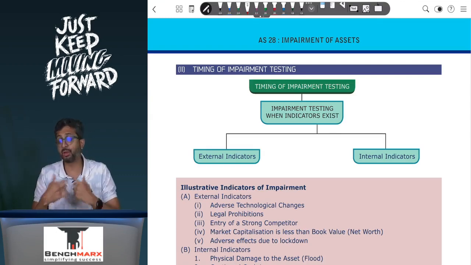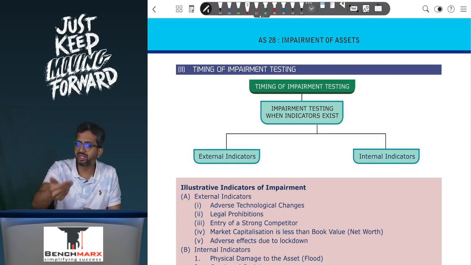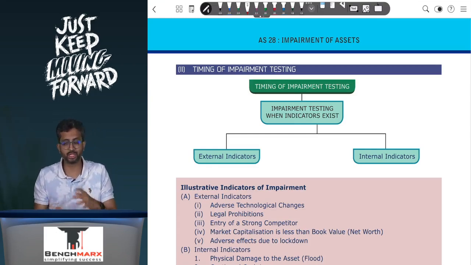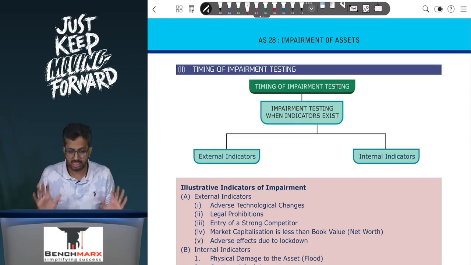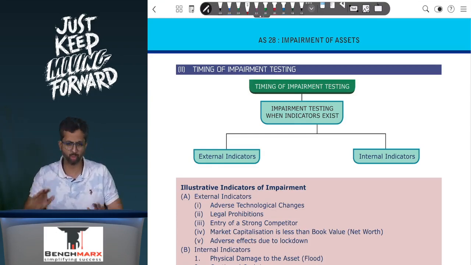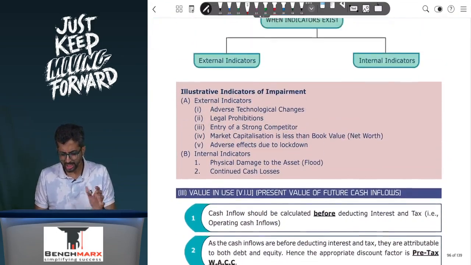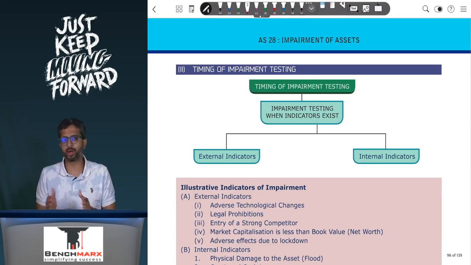If something like this happens and the management believes that there seems to be an indicator whereby the recoverable capacity of the asset is falling, then I can test for impairment, that is, determine recoverable value. This is highly subjective, and the management, if it wants, can always say that it doesn't think there's an indicator, in which case impairment testing may not necessarily be required. So over here, in my opinion, this is one of the most important parts of this standard.